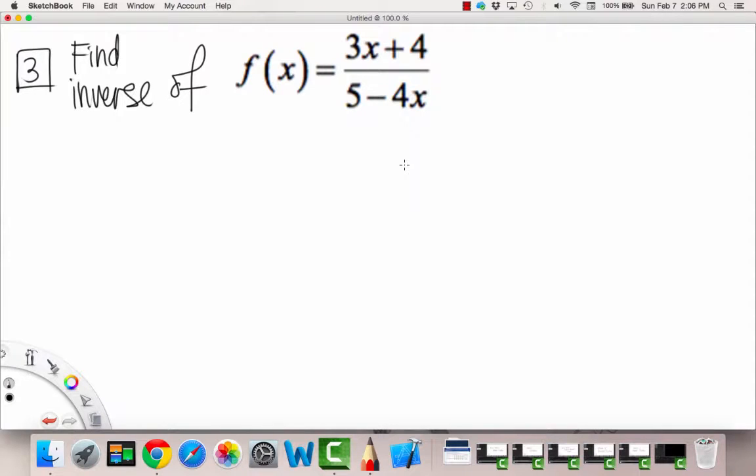Alrighty, number 3 tells us to find the inverse of this function here. And this happens to be a rational function, right? A ratio of 2 polynomials, and those polynomials happen to be linear. So that's good. Alrighty, so let's set it up.